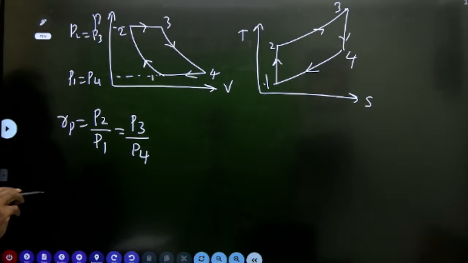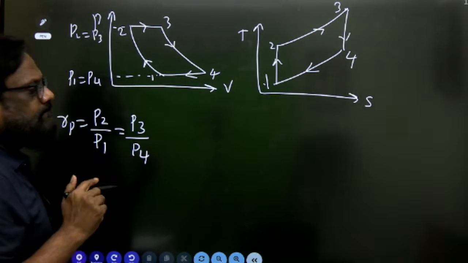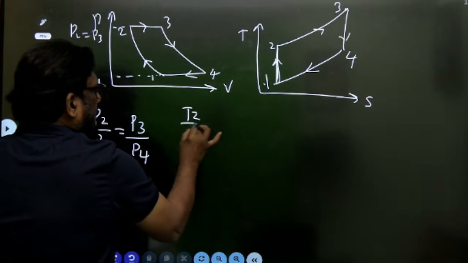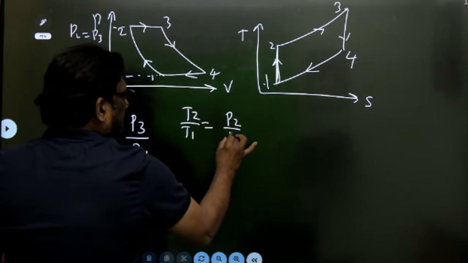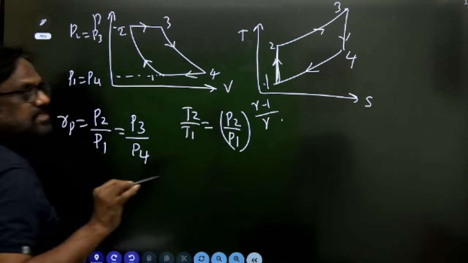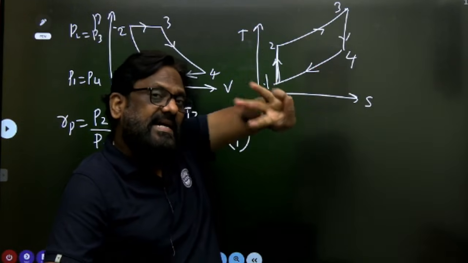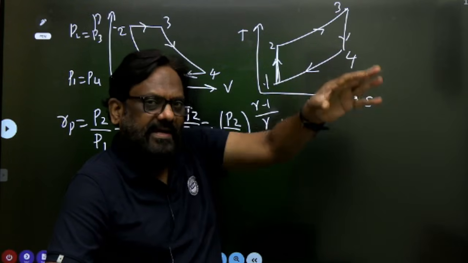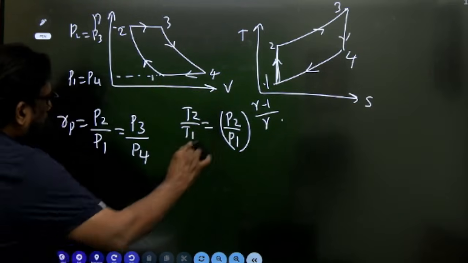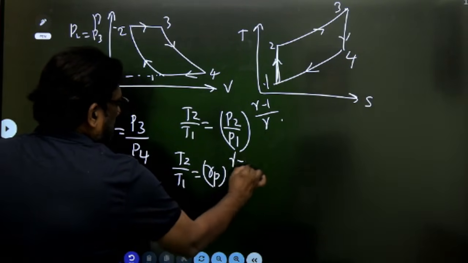This is the pressure ratio. Now, can I write? 1 to 2 is reversible adiabatic. So T2 by T1 is equal to (P2 by P1) power (gamma minus 1) by gamma. This is because 1 to 2 is reversible adiabatic and the working fluid is an ideal gas. Whenever three conditions are satisfied, reversible, adiabatic, ideal gas, I can use this equation. So what is P2 by P1? It is RP, the pressure ratio. T2 by T1 is RP power (gamma minus 1) by gamma.